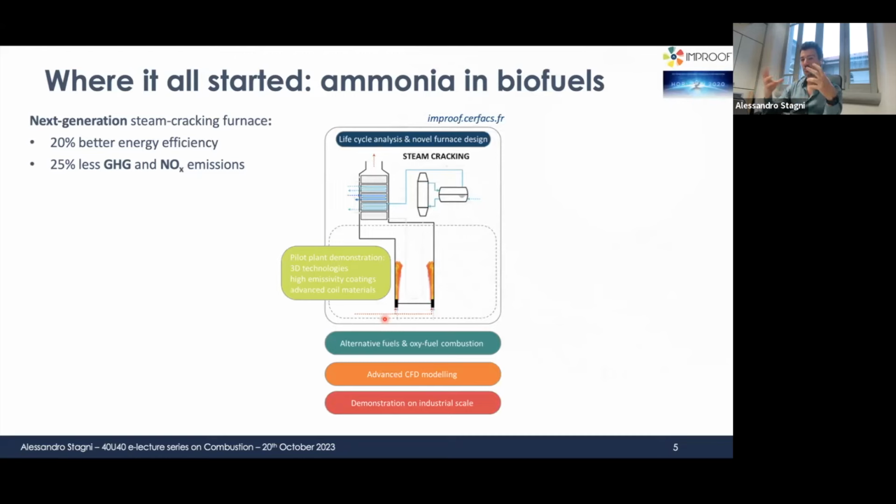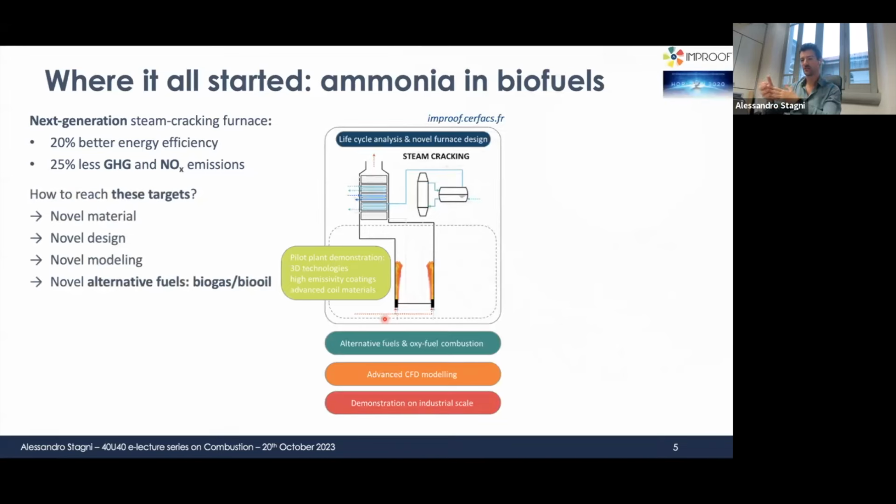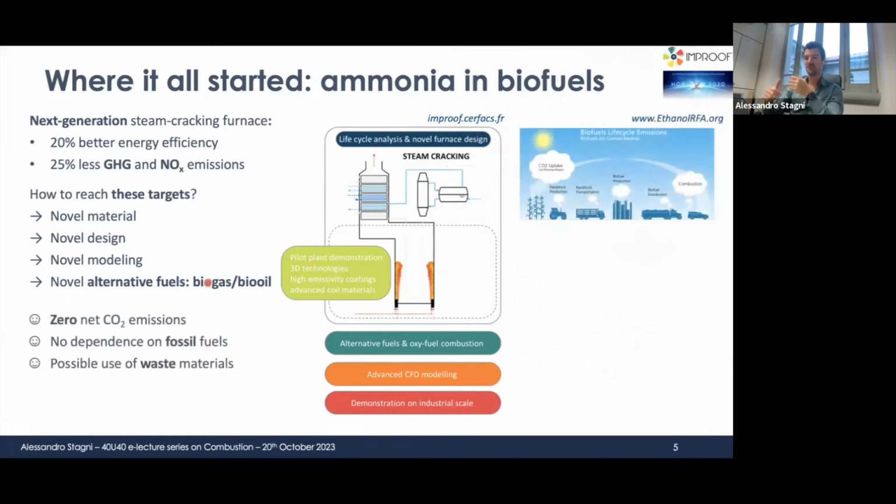And this was a complex problem which needed to be faced from several sides. To reach these targets, we had to use a novel material, novel design, novel modeling, and novel alternative fuels. And as you can imagine, the task of our unit, the Polimi unit, was focused on these targets. So we were trying to model the chemical behavior, the combustion behavior, of alternative fuels, primarily biogas and bio oil. When we put bio at the beginning of a word, everything seems amazing because in this case we have zero net CO2 emissions from a life cycle perspective.